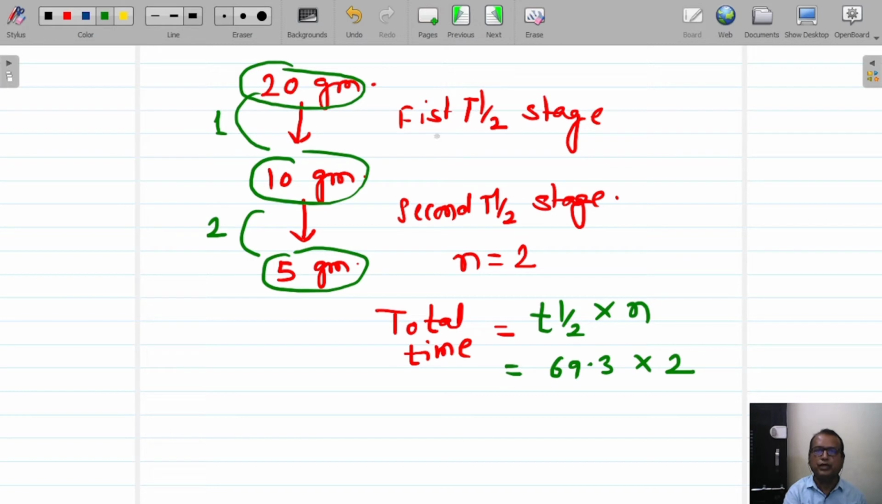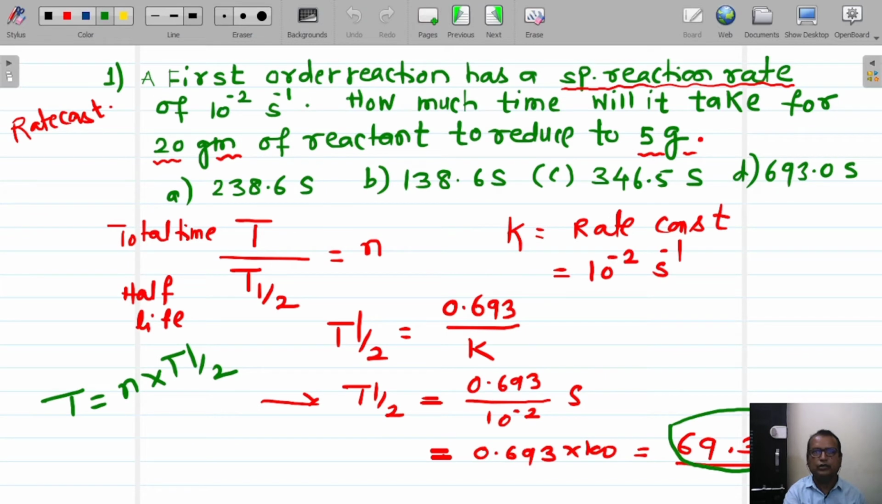Each time period is the half-life time, and N is equal to 2. Total time required, how many seconds? It is 138.6 seconds. It is our answer. B is the correct answer. Our B answer is correct.